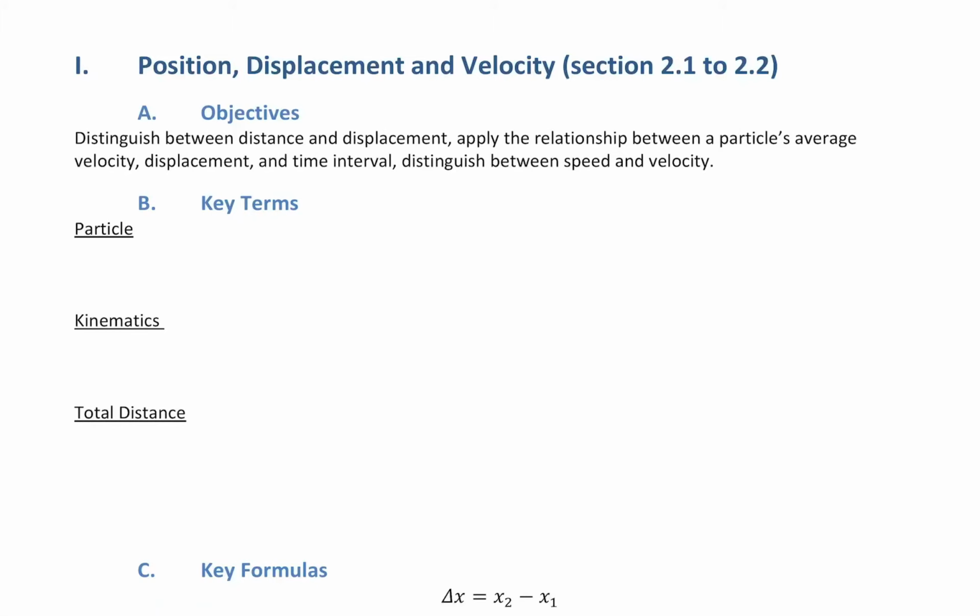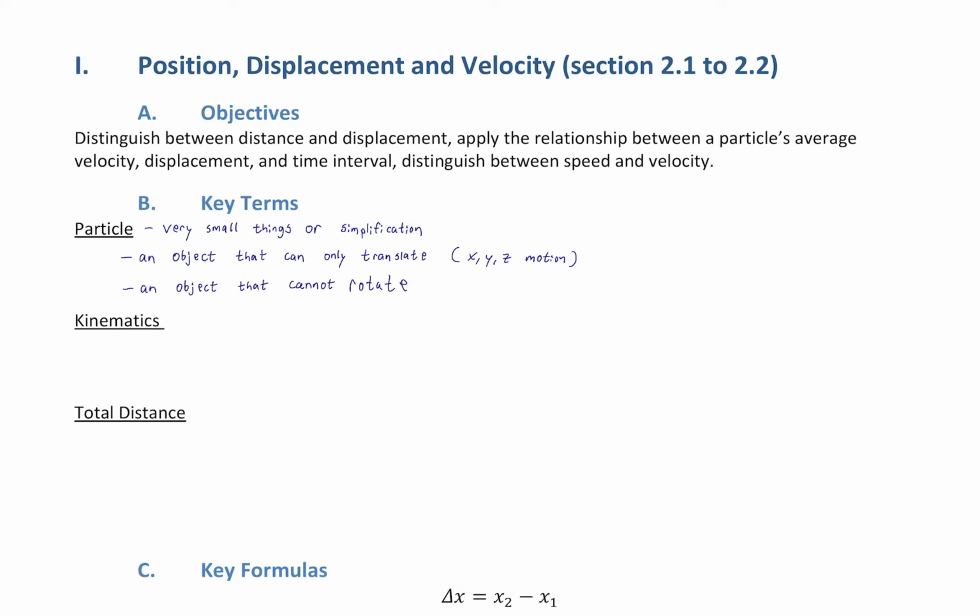Let's get some key terms out of the way. A particle is a very small thing, or just a simplification, maybe a time that we don't care about the details of a more complicated object. The term particle isn't going to be unique to these sections or chapter, but something we're going to see throughout the book, really. A particle is an object that can only translate in the x, y, z direction, okay? In other words, it cannot rotate because it does not have a defined size, because it is simply a particle. It's a single point in space, okay?